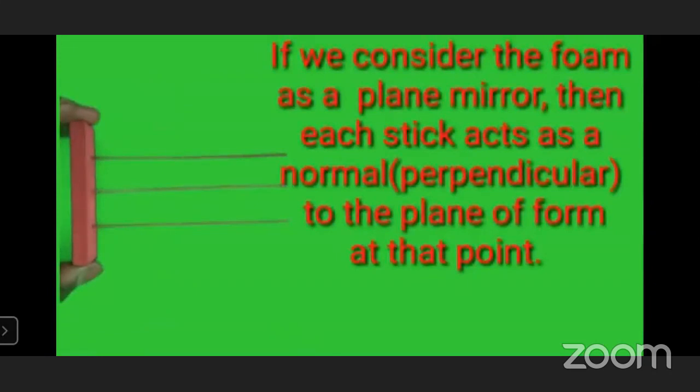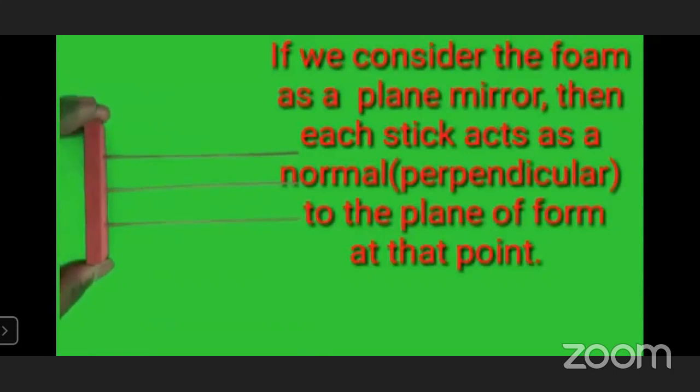If you consider the foam as a plane mirror, then each stick acts as a normal, perpendicular to the plane of the foam at that point of fixing. So they were fixed on the foam sheet like this. Now they are parallel to each other. They are straight. Left ends are fixed in the foam sheet. Right ends are free to move.